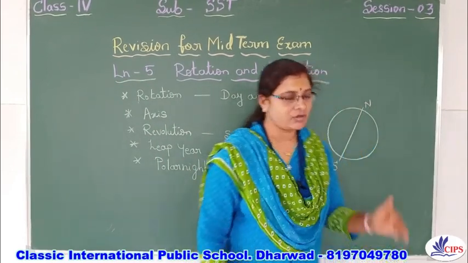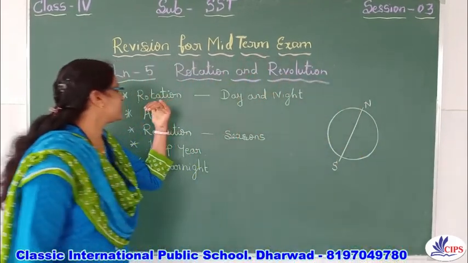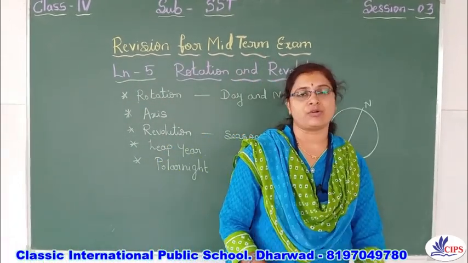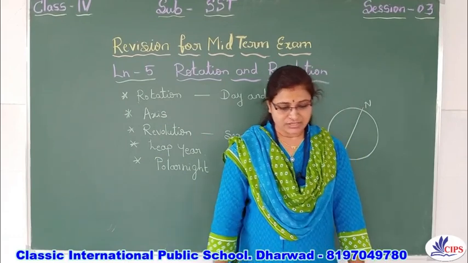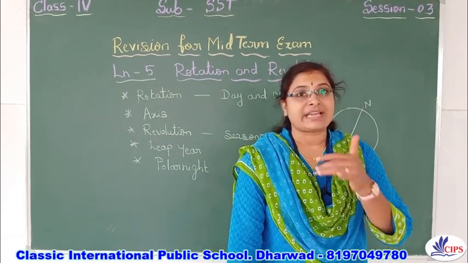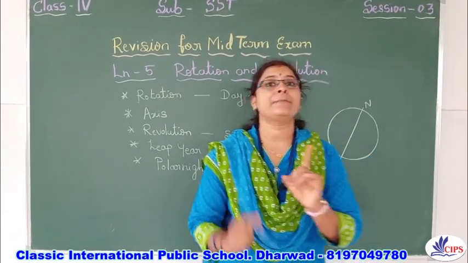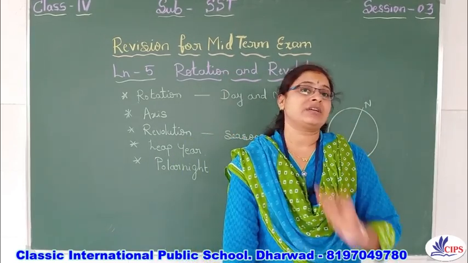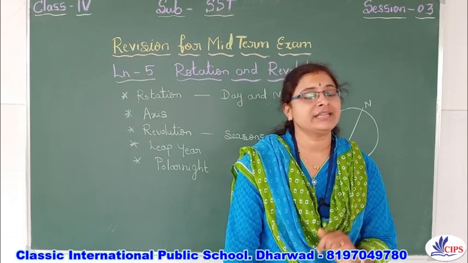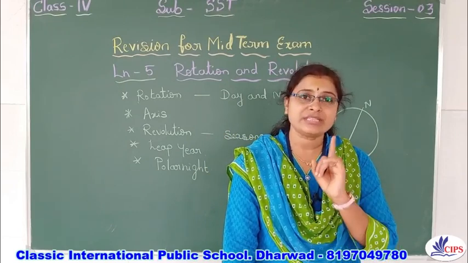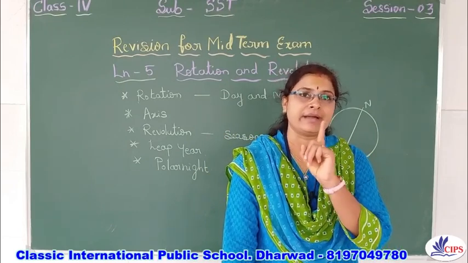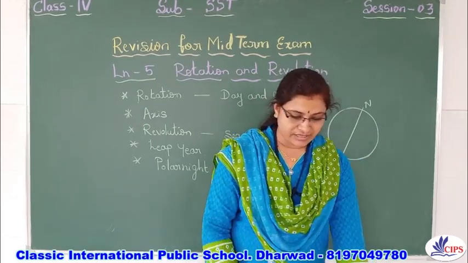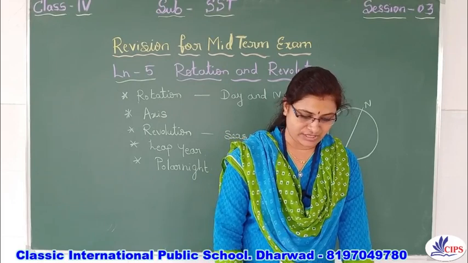Then children, we already discussed what rotation is. The movement of the earth on its axis is called the rotation. How much time does it take to complete one rotation? The earth takes 24 hours. 24 hours means one complete day. So the earth takes 24 hours to complete one rotation.